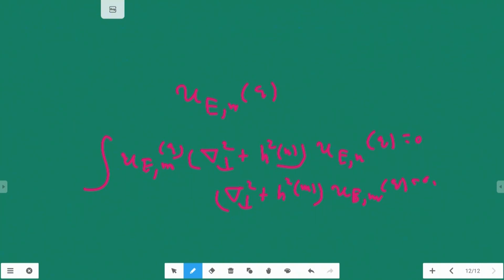So this will give immediately h square n minus h square m multiplied by the integral, you can put a bar if you want, of U_E m of q bar U_E n of q, ds, this is 0, and since h n square is not equal to h m square, these two will become orthogonal to each other. That is, the different modes are orthogonal. Likewise the TE and TM modes are also orthogonal, you can prove that very easily.